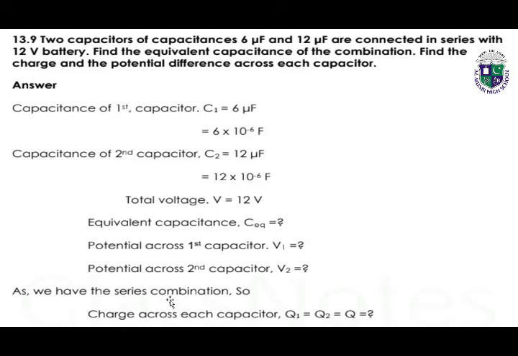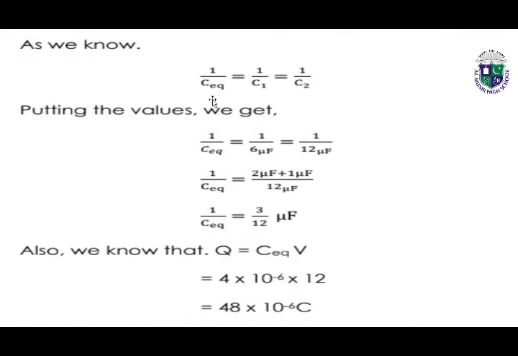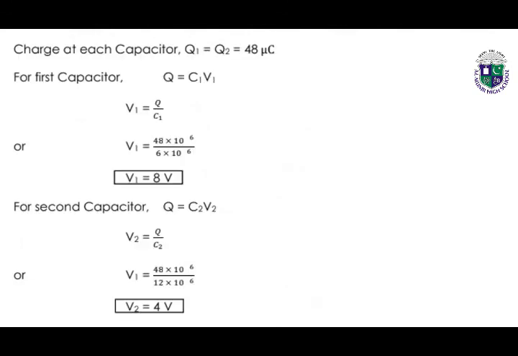As we have the series combination, the charge across each capacitor is Q1 equal to Q2 equal to Q. As we know, the equivalent capacitance is given by 1 over C equivalent is equal to 1 over C1 plus 1 over C2. By putting the values, we get 1 over C equivalent. Also, we know that Q is equal to C equivalent times V. By putting the values in it, the charge at each capacitor is Q1 equal to Q2, which is equal to 48 microcoulomb.